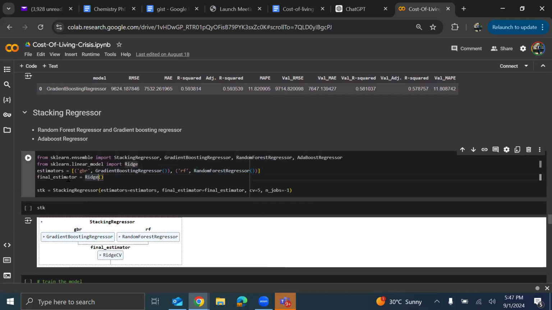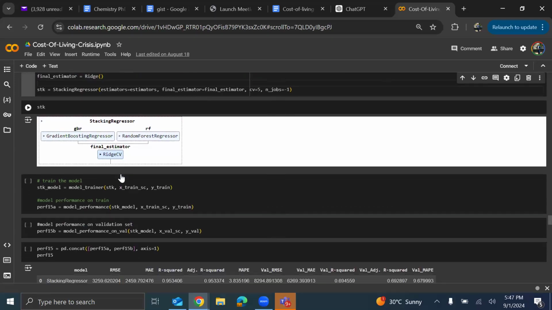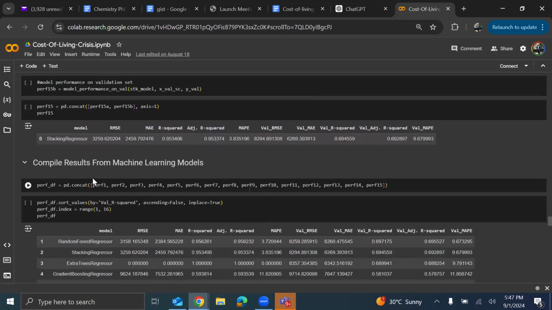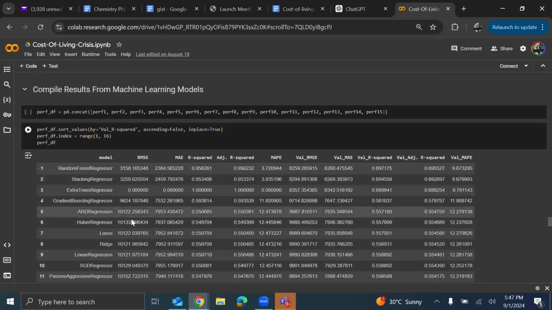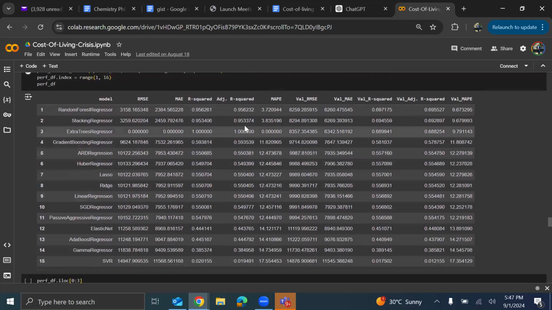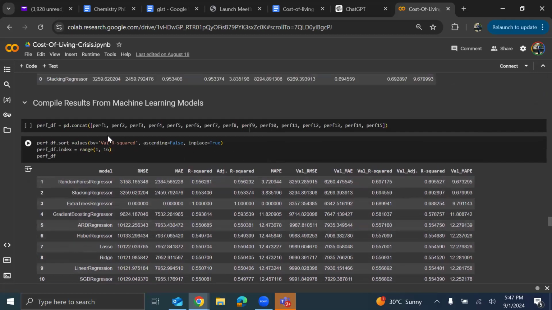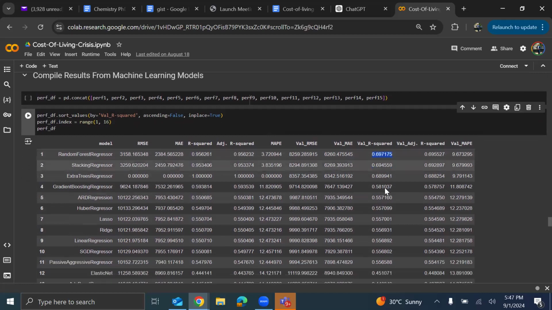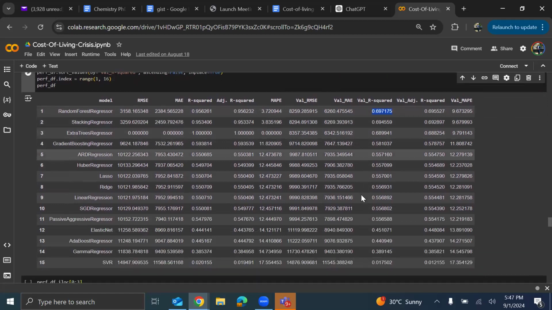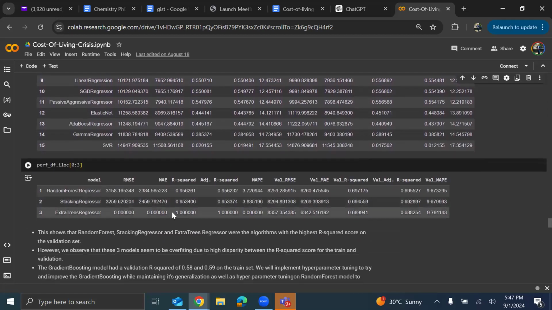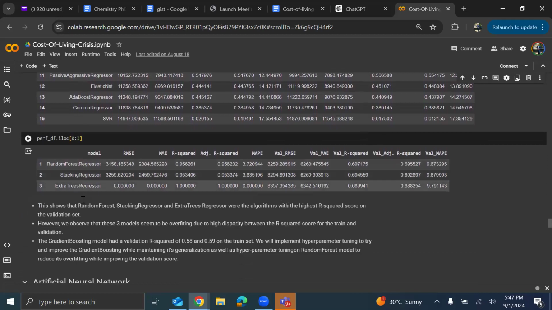I wanted my final estimator to just be a simple model, right? And that was what I used here. And then I checked the performance. So here I compiled the results for everything, right? And then I think I sorted it based on the validation R squared, right? And this was the maximum I got upon just experimenting like that. So these were my top three models.